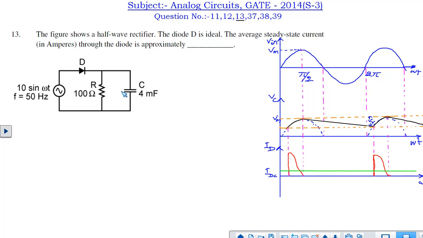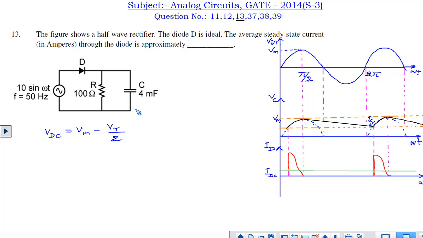Now the DC value of the output voltage is nothing but the average of these two levels, which will come around the middle. Suppose the total swing is VR, then Vm minus VR by 2 will be the DC voltage. So VDC is Vm minus VR, the total swing, divided by 2. That gives us the DC or average value at the output voltage.